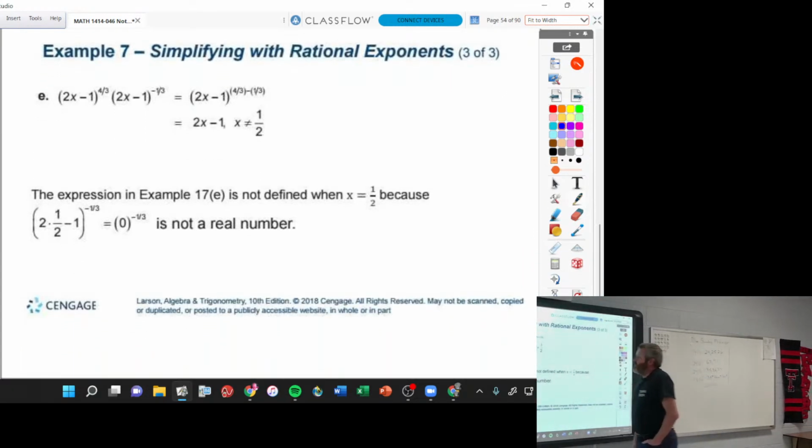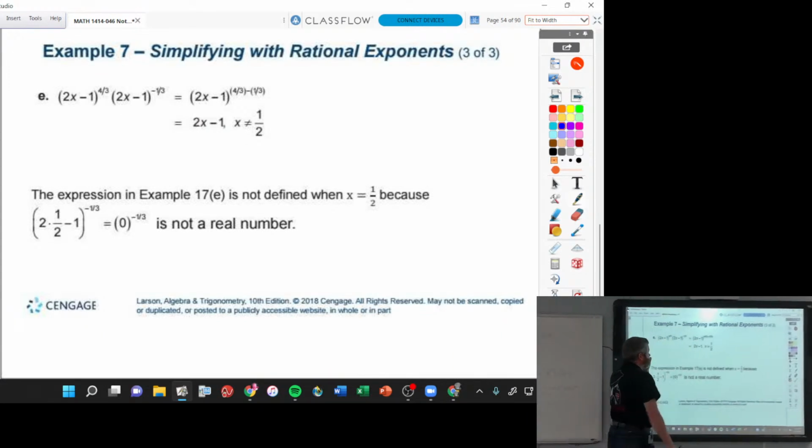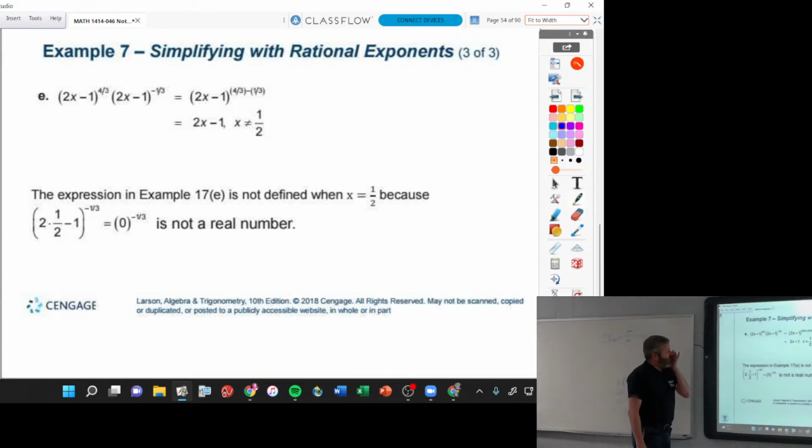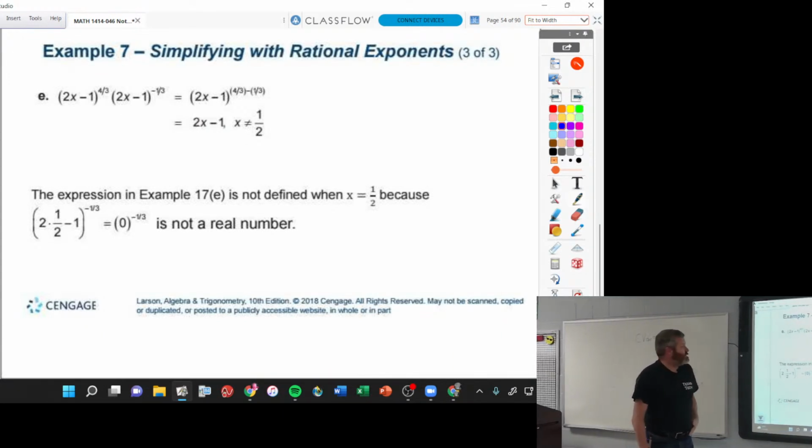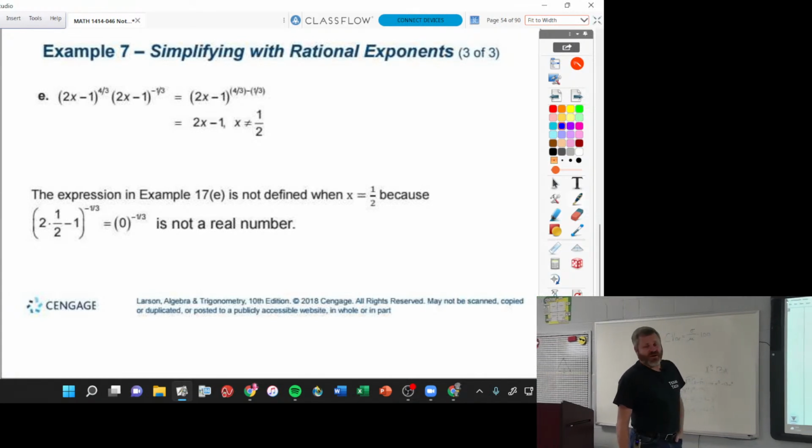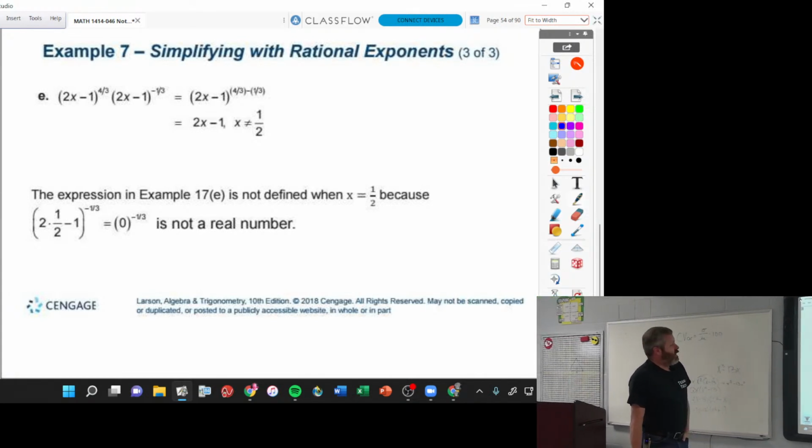1/2 would simply be the square root of 5. On part D, I have the two square root bases that are the same. I have 2x minus 1 and 2x minus 1. Those bases are raised to different powers. One of them is a 4/3 power, and the other one is a negative 1/3 power.